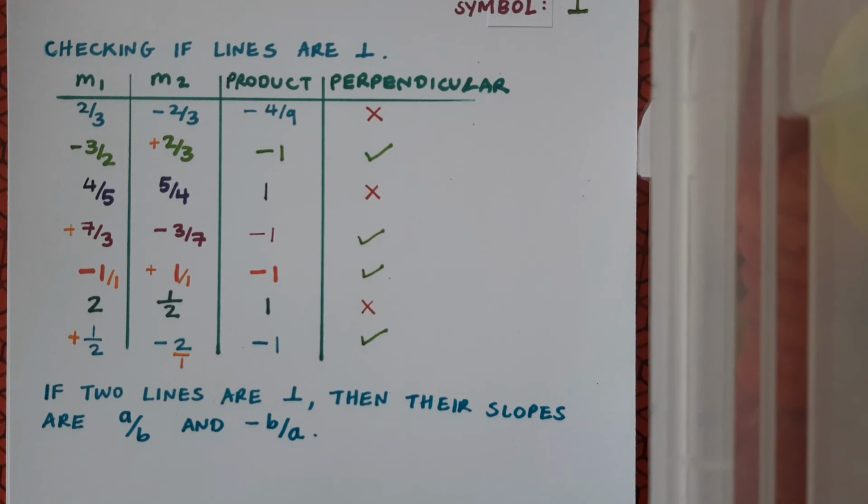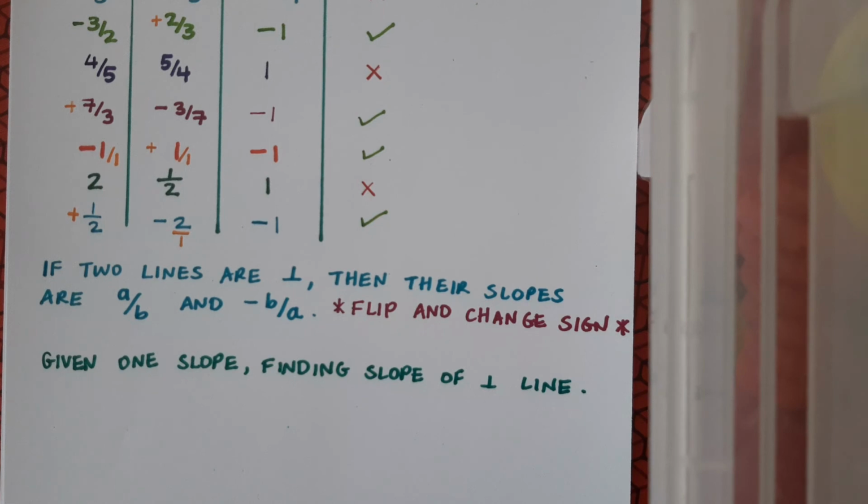So I can summarize this by saying that if two lines are perpendicular, then their slopes are a/b and -b/a. And this just represents the idea that I take the first slope, flip it over and change its sign to get the second slope. So let's practice doing this. Given one slope, let's look at how to find the slope of the perpendicular line.